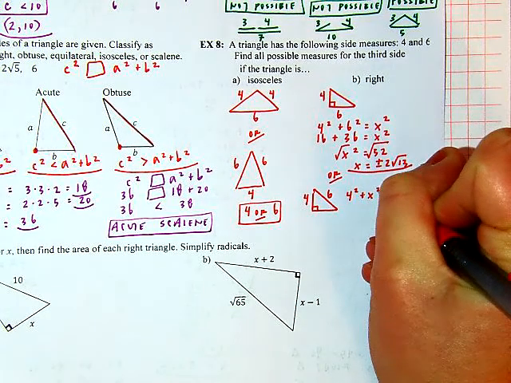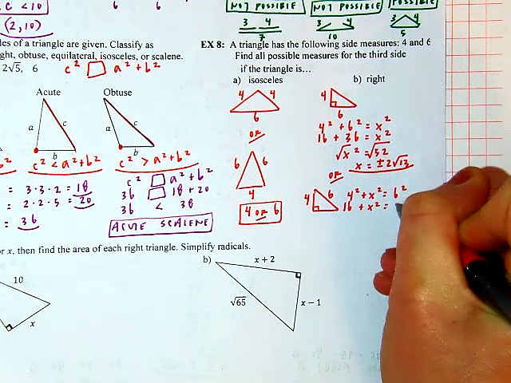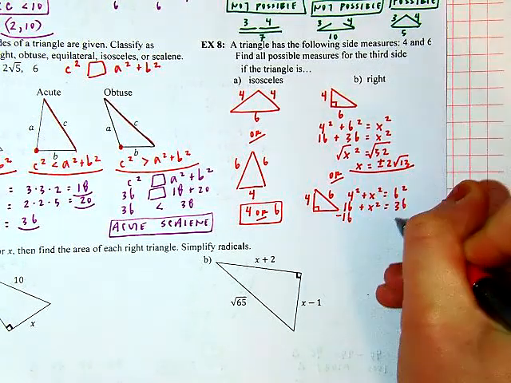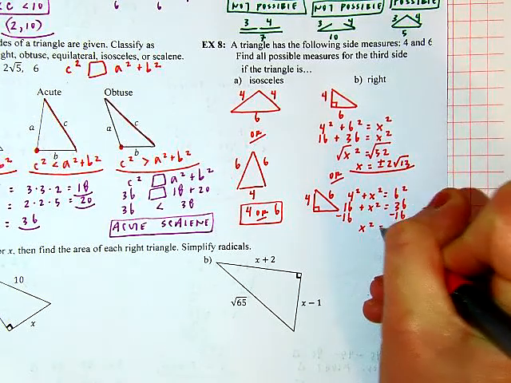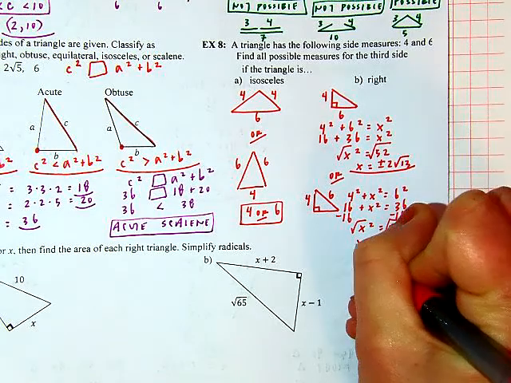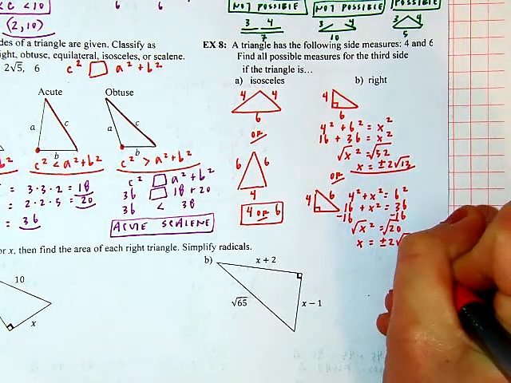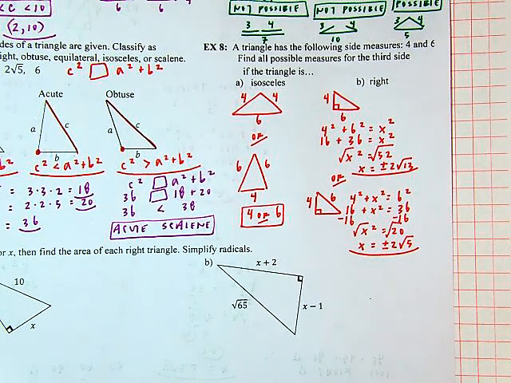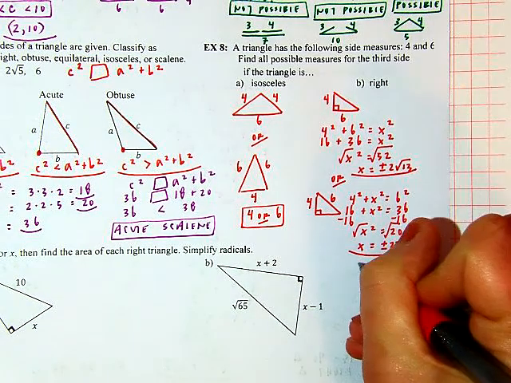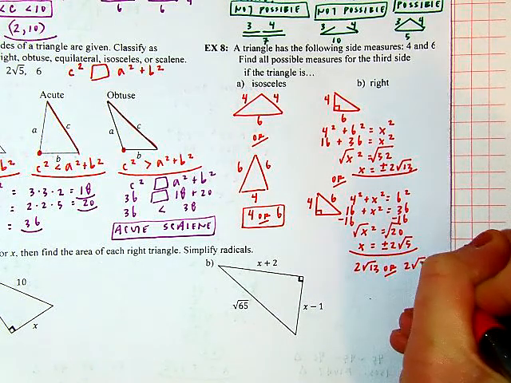4 squared plus x squared equals 6 squared. So 16 plus x squared equals 36. Take away the 16, x squared equals 20. Okay, take that square root. 20 is 4 times 5, so plus or minus 2 root 5. Okay, now again, since it has to be a side measure, we're really looking only at the positive. So that third side, if it's a hypotenuse, it would be 2 root 13. But if it was a leg, it would be 2 root 5.